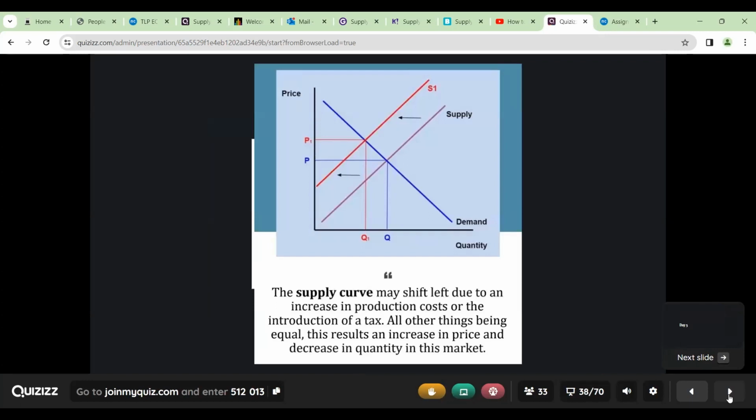And then same thing, so it's the opposite here. A supply curve may shift left as you increase production costs with the introduction of tax. All other things being equal, this results in an increase in price and a decrease in quantity in the market. So increase in production costs, like I said, if the production cost of cars doubled, they would produce half the cars. And then with the introduction of tax, they'd be spending more money on taxes than on production. So production would decrease because they'd pay more in taxes.